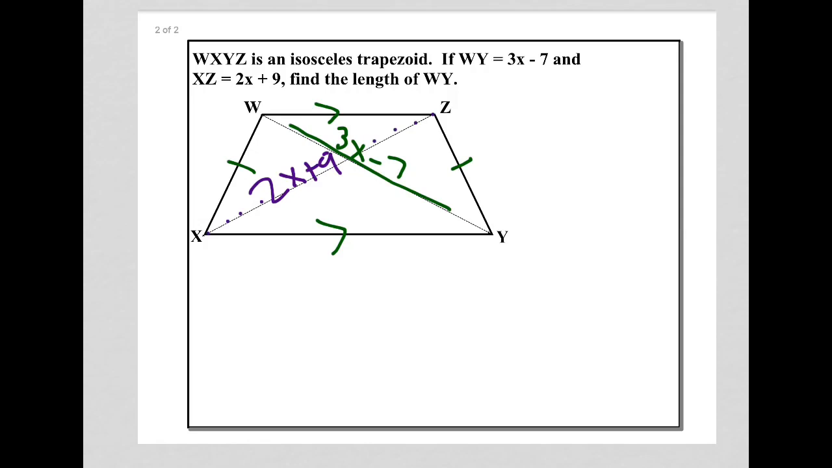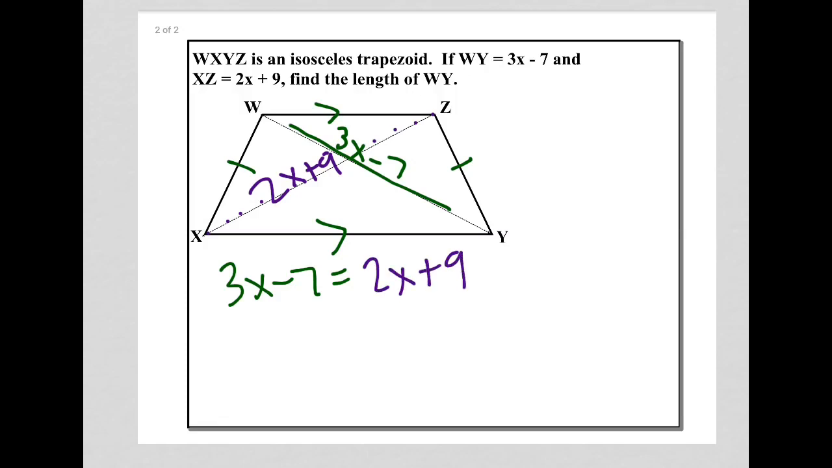So we need to remember the properties of an isosceles trapezoid, but what's key here is they're giving us both of the diagonals, so we need to look up what we know about the diagonals of an isosceles trapezoid. Once you go back and see in your notes what that tells you, it should say that diagonals of isosceles trapezoids are congruent, meaning they're equal to each other, meaning we can set them equal to each other. So we have that 3x minus 7 is then equal to 2x plus 9.